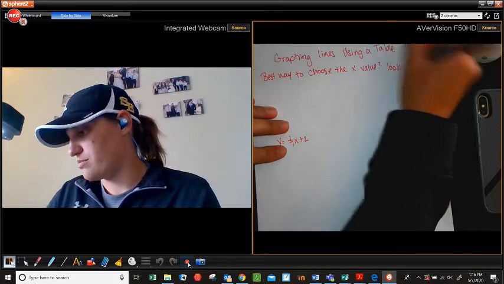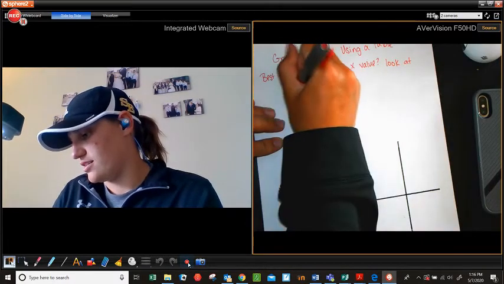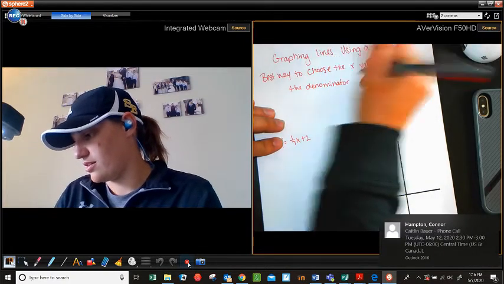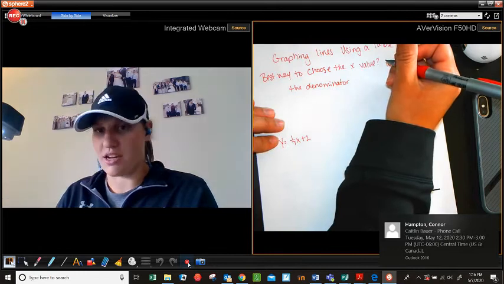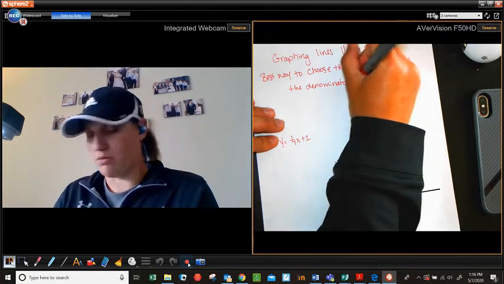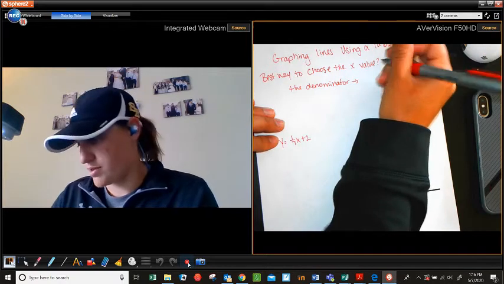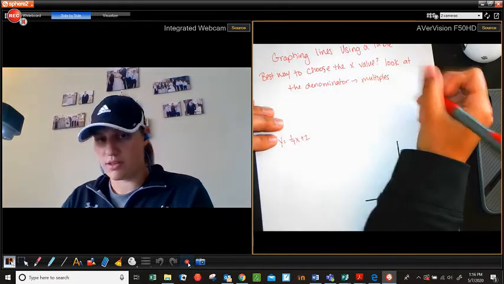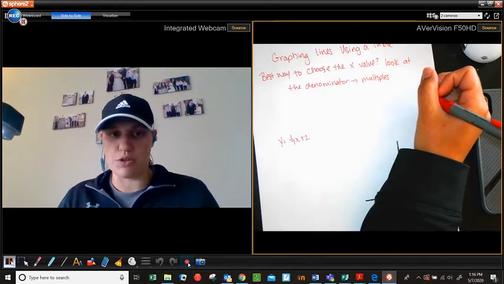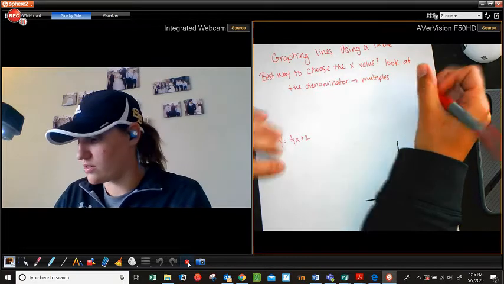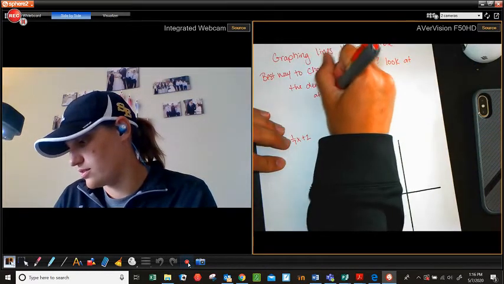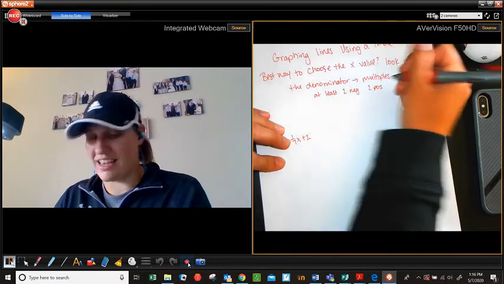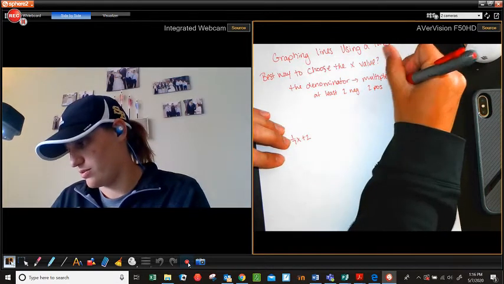So, to choose the best x, look at the denominator. And when we look at the denominator, we want to choose multiples of that denominator. And we want to at least have 2 negative values and 2 positive values. And then we also want to include 0.